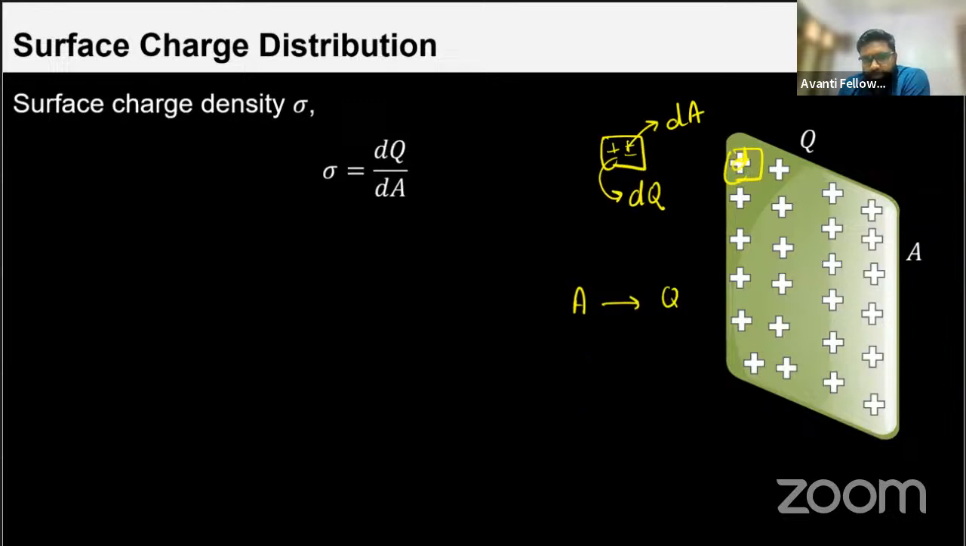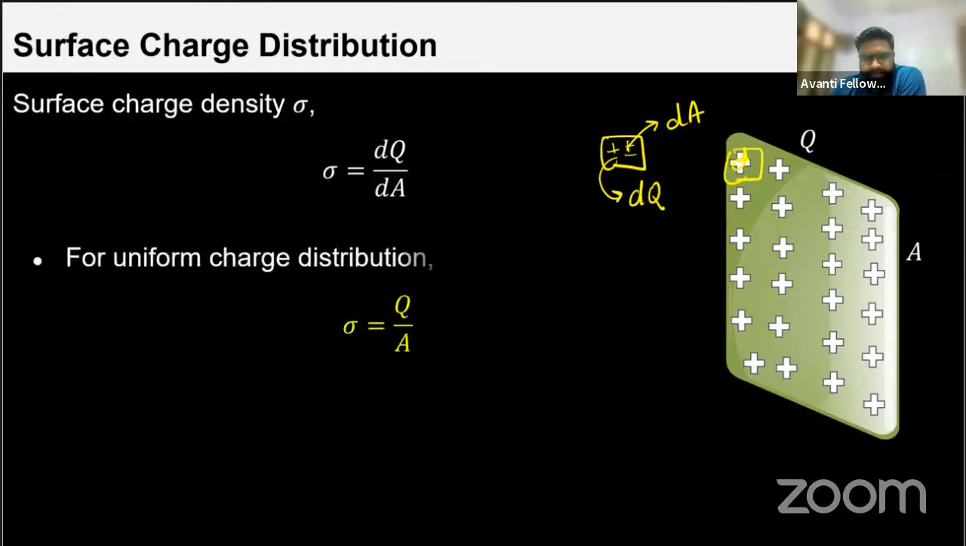Capital Q. So per unit area, how much charge is distributed? Sorry, charge per unit area. Now this charge per unit area is nothing but the surface charge density. So what is this? This is the surface charge density. With the help of it, you can calculate the total charge on the surface or the total charge on any particular area. Got it?